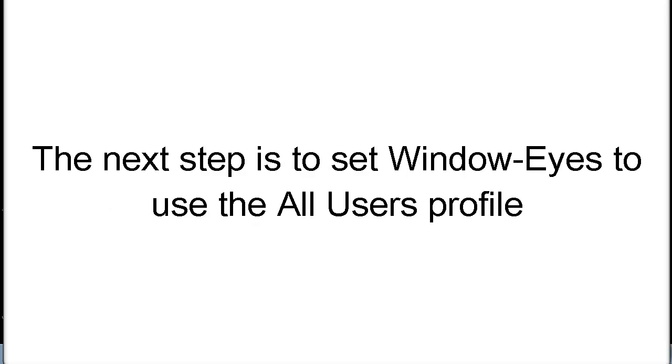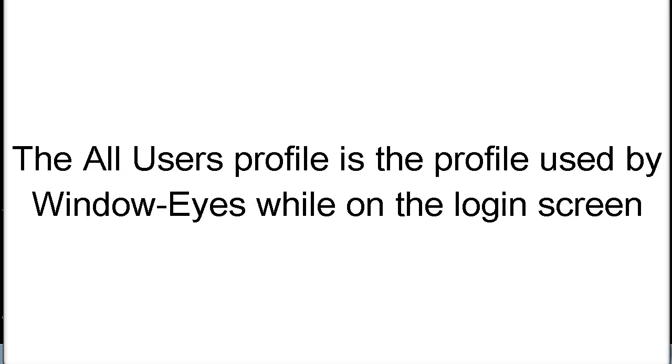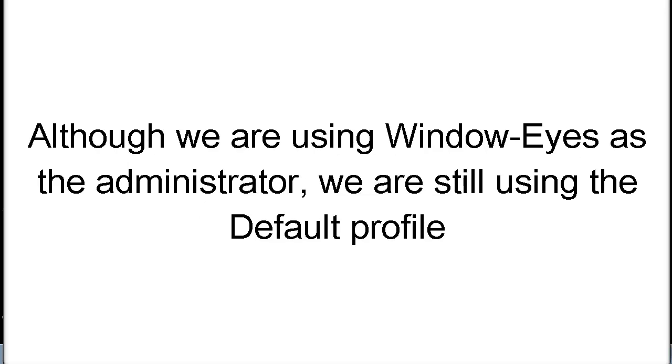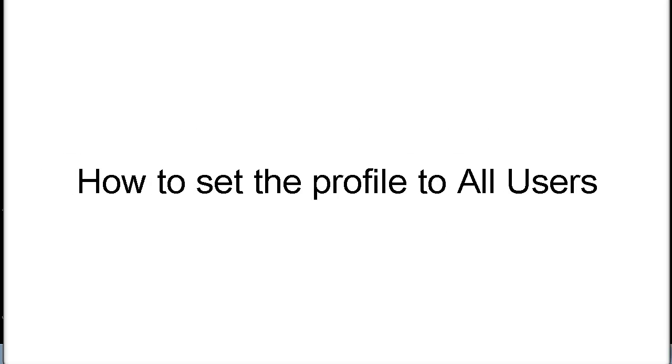The next thing we need to do is set our profile to the All Users profile. The All Users profile is the profile that's used at the login screen. When you launch Windowize after you log in, you're actually using a profile called Default. Although we've launched Windowize as the administrator, we're still using the default profile. So the next step we need to take is to set the active profile to all users.